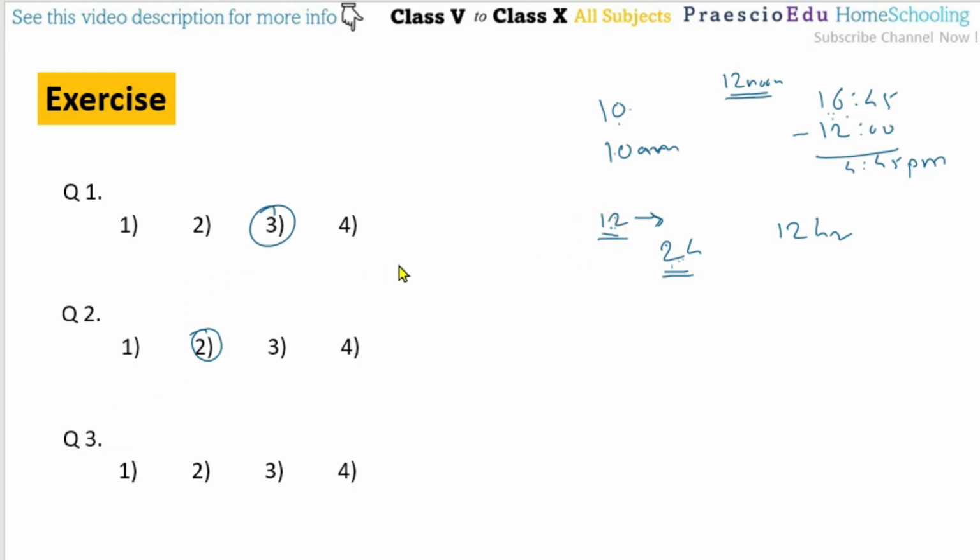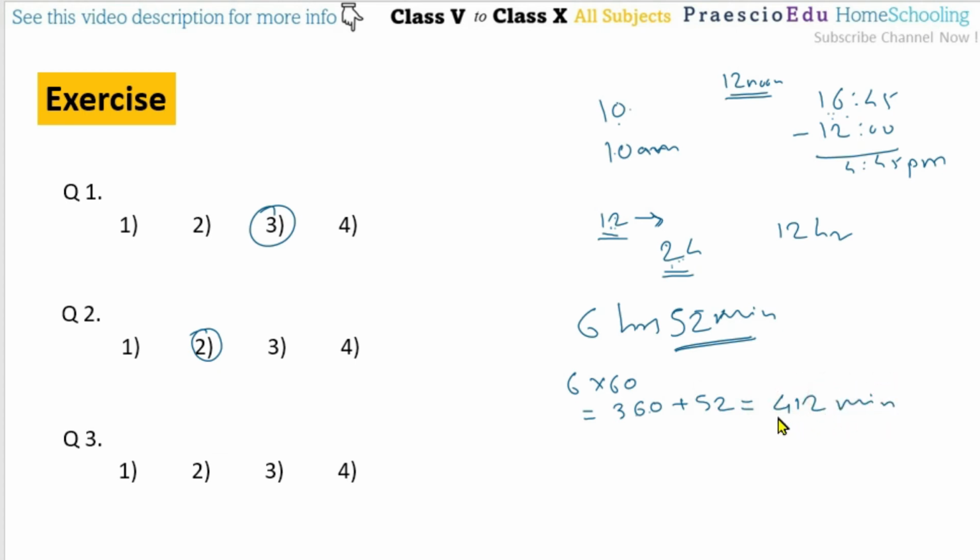Now question number 3. 6 hours 52 minutes is equal to how many minutes? The 52 minutes is already given, so we have to convert the 6 hours into minutes. To convert it, we multiply 6 by 60, because 1 hour is equal to 60 minutes. So 6 multiplied by 6 is 36, and the 0 means 360, plus this 52. So 360 plus 40 is 400, and then 12 more means 412 minutes, and this is given in option number 1.